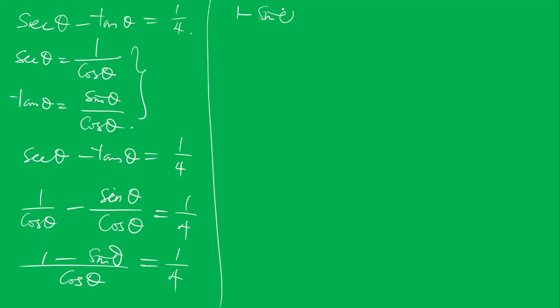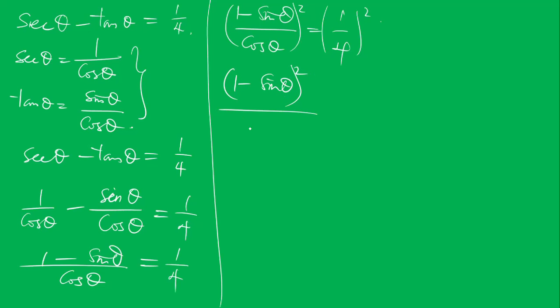So let's write the same thing. Now squaring both sides, you now have 1 minus sine theta all squared divided by cos square theta equal to 1 over 16.